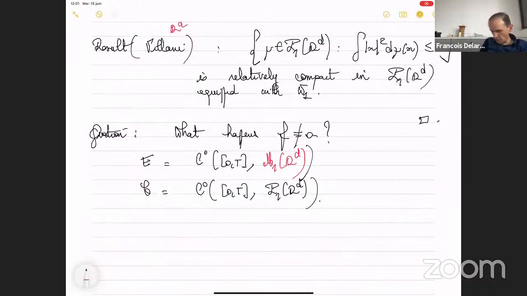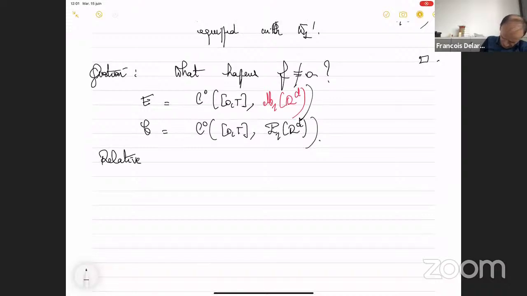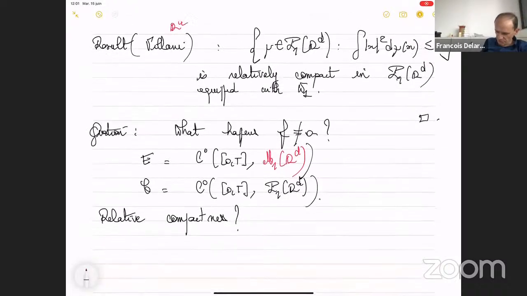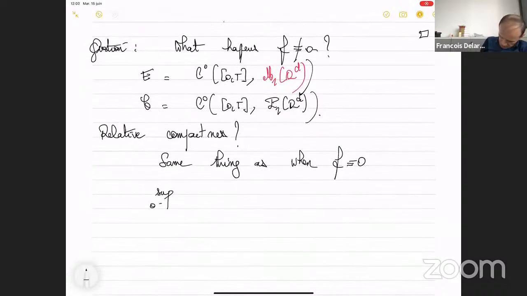Okay, and then you have to prove once again continuity of the mapping phi from E, from C, into itself. But this is the same as before. This is mostly a question of continuity of the PDE with respect to a parameter. And for relative compactness, this is exactly what you did here. So this is the same thing as when F is equal to zero, meaning that what you prove is that the supremum in time of all the second moments of the law of the output, but now you need to do that at any time, is finite.